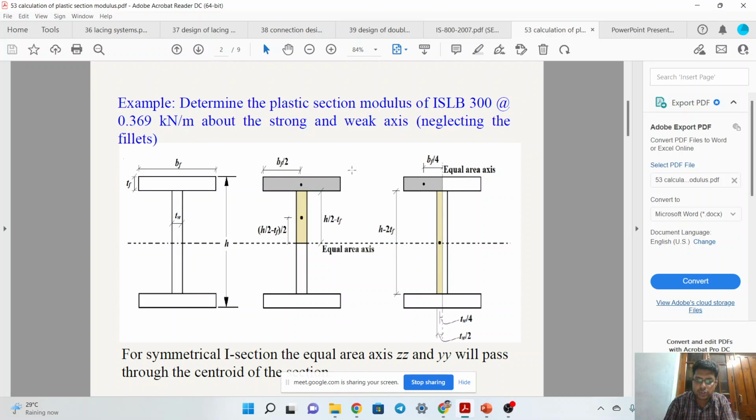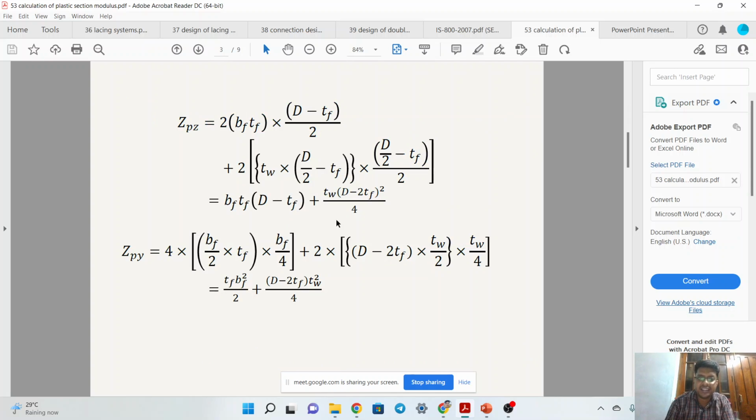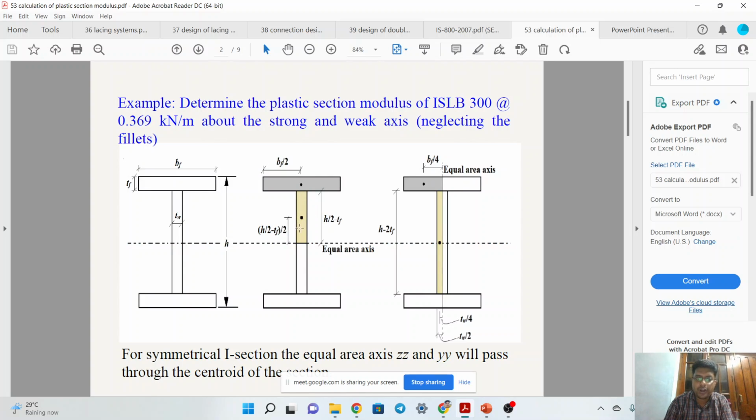How D by 2 minus TF? The total depth is D, and D by 2 is the distance from the upper point to the centroidal axis, minus the thickness of flange. So we are remaining with this length. So TW into D by 2 minus TF. That makes the area of the upper vertical rectangle, into distance. What distance do we want? The centroid of this vertical rectangle is located at this point, so we want the distance from this vertical centroid to the overall centroid of the entire section.